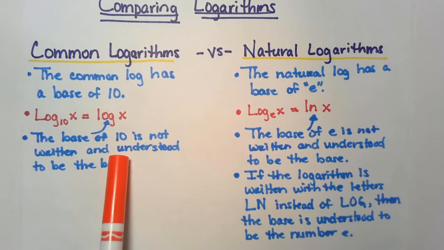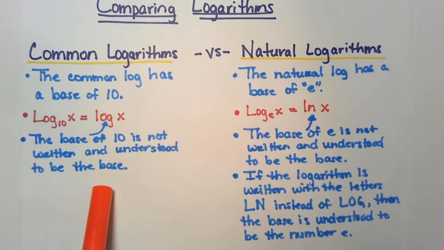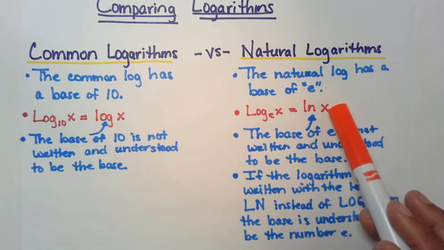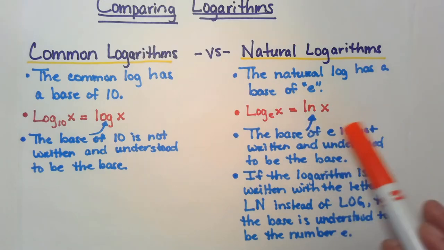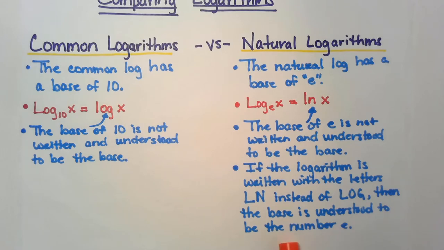When we write log of x for common logarithms, the base of 10 is not written and is understood to be the base. So I said this before. And for natural logs, ln of x, the base of e is not written and is understood to be the base. If the logarithm is written with ln instead of log, then the base is understood to be the number e. Okay, so we're going to be looking at some properties of logarithms, common logarithms and natural logarithms, and they go hand in hand.